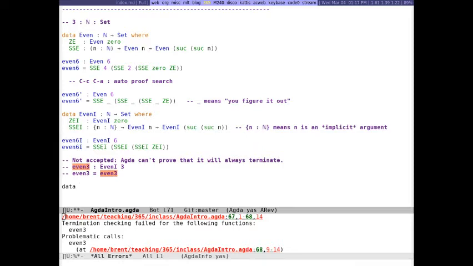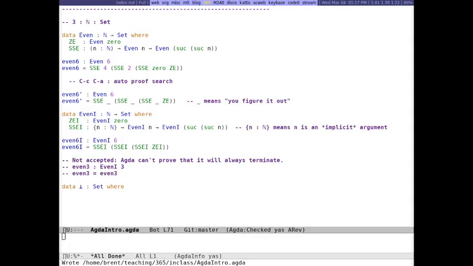But I have to say it's a set. That's the complete definition of bottom. Say data bottom is a set where, and then I don't put anything after it because there's no constructors. I should not have any way to construct it. Any constructor I gave would be saying this counts as a proof of bottom, but I don't want there to be any proofs of bottom, right?